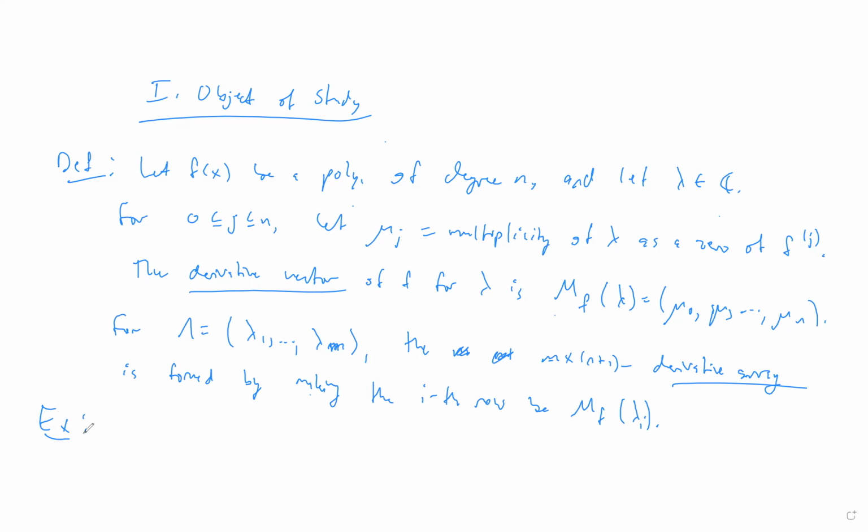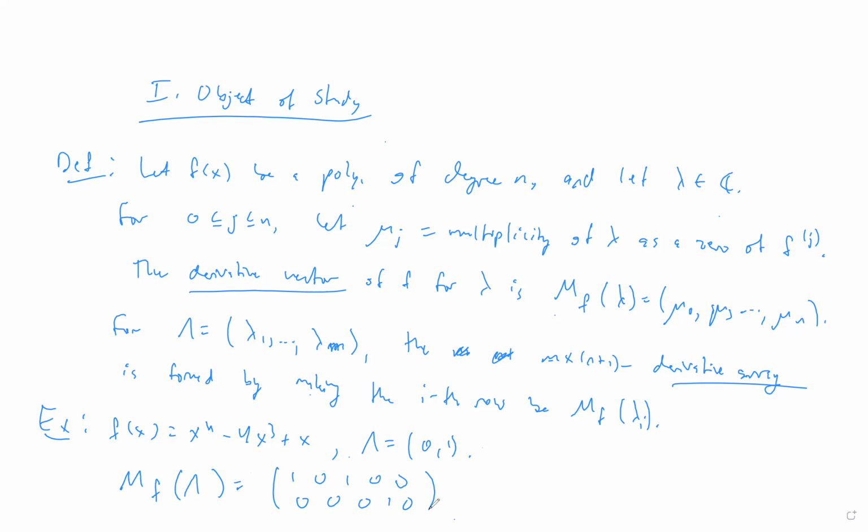So here's an example which comes from Mel's paper. If we take f of x to be equal to x to the fourth minus 4x cubed plus x, and then we take lambda to be the ordered pair 0, 1, then what is m_f of this lambda? I'll just write down what it is: 1, 0, 1, 0, 0, and then 0, 0, 0, 1, 0.